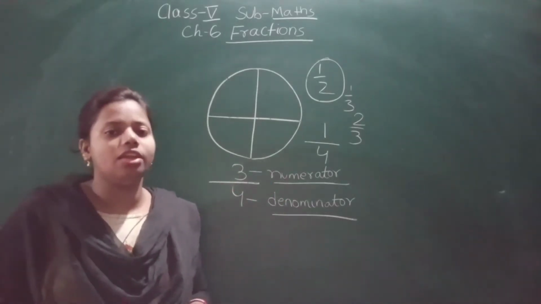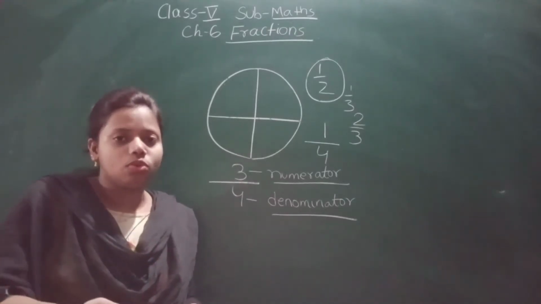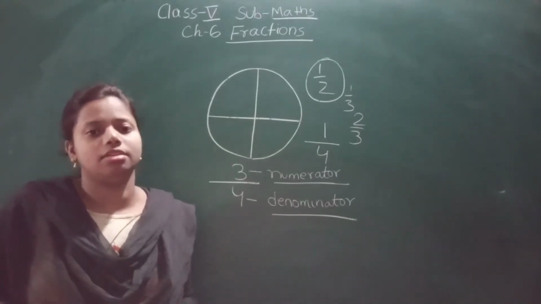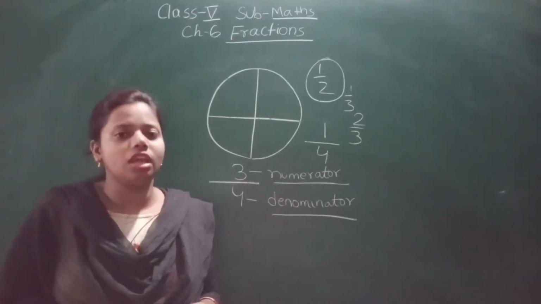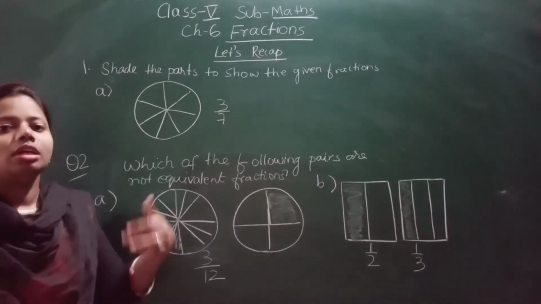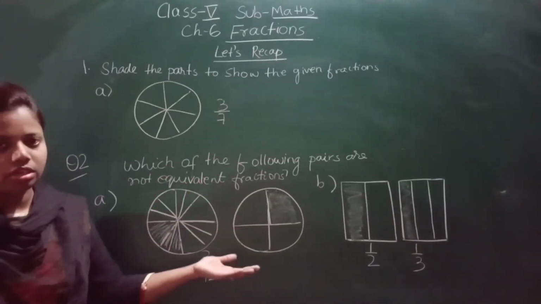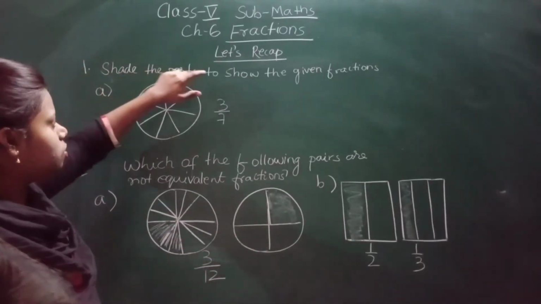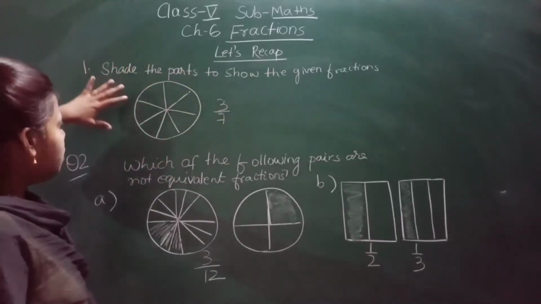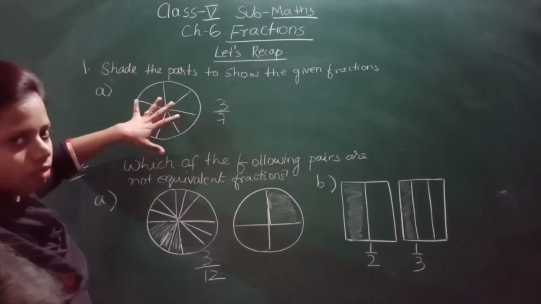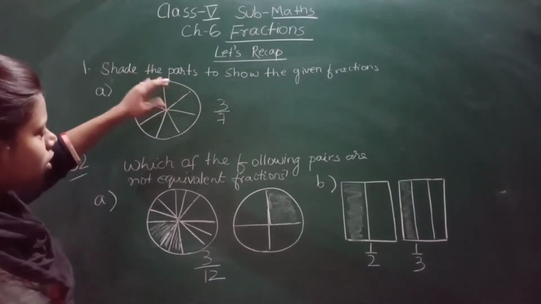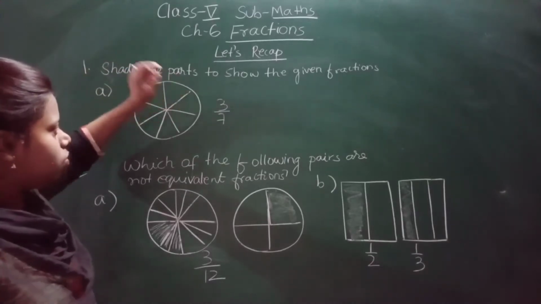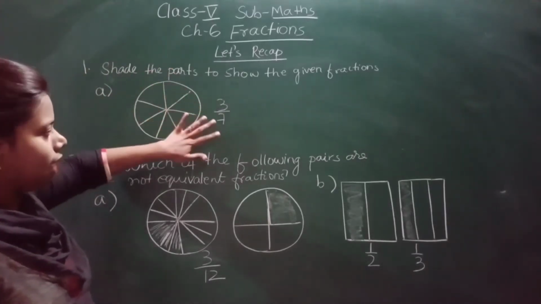It is very easy, and you will be able to do this type of question in Let's Recap and the other exercise also. So let's start. Question number 1 is: set the parts to show the given fraction. You can use a pencil to color that part. We have to set those parts according to the fraction.